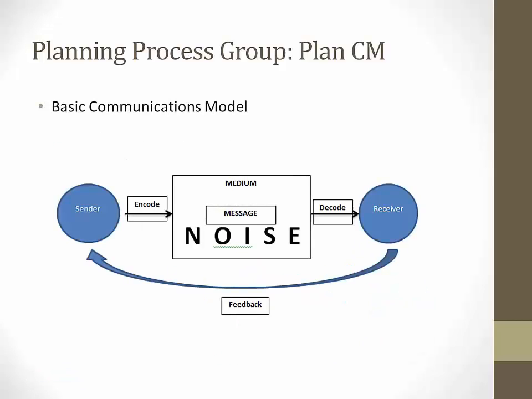So the basic communication model, I'm sure you all have seen this in some sort of interpersonal communication class you might have taken a long time ago. Obviously the sender will encode the message and then transmit it, and then it's decoded by the receiver. The receiver sends some sort of acknowledgement in the form of some feedback to the sender, and the medium here is the method that's used to convey the message. Noise is going to be anything that interferes with the transmission.